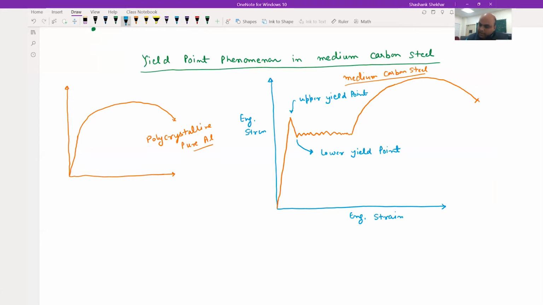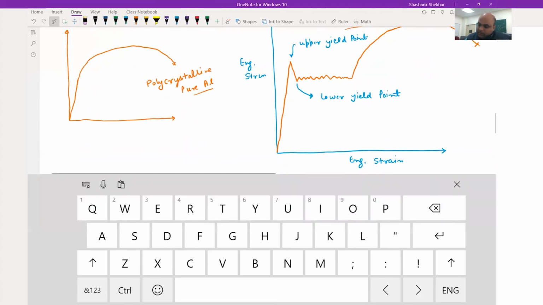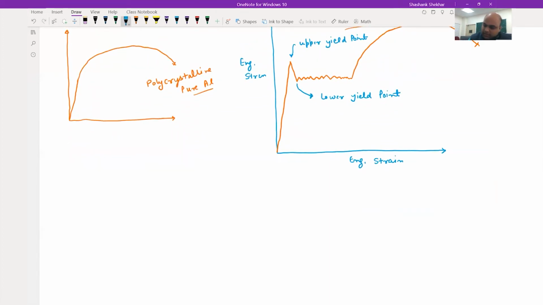Okay, and the fluctuation, what you see is because of propagation of Lüders bands. We also call it stretch strain.